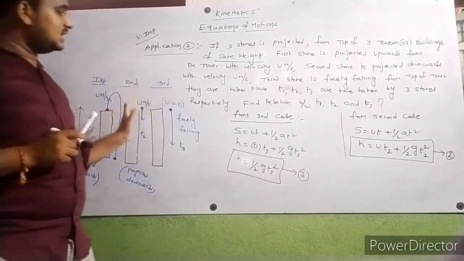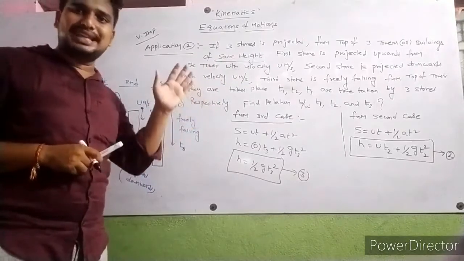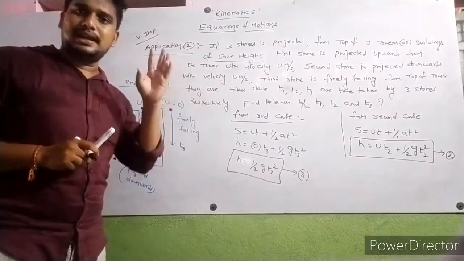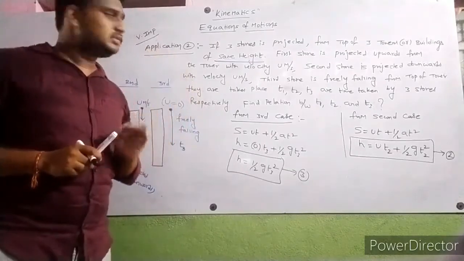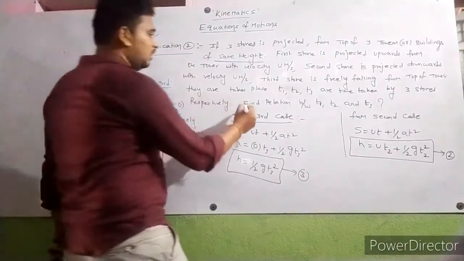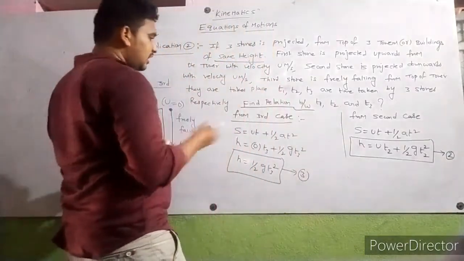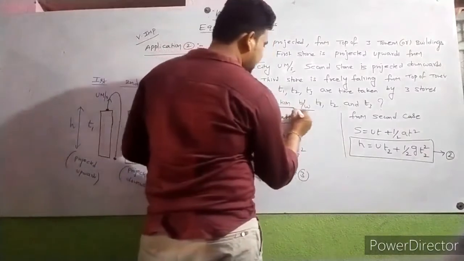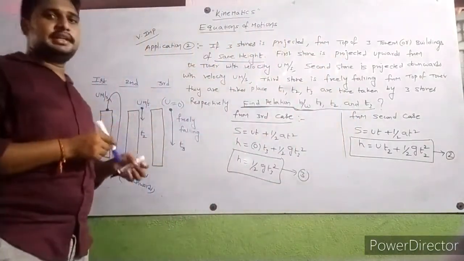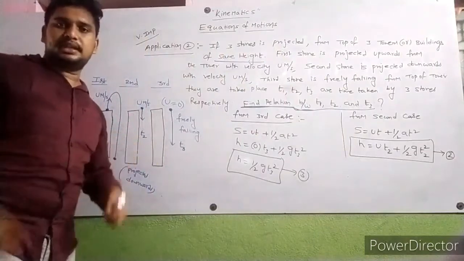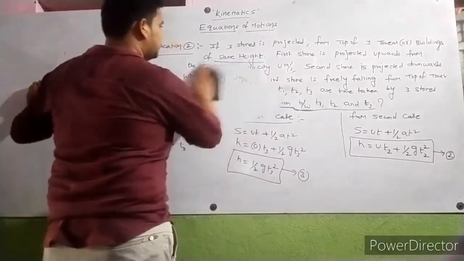Now from these three cases we got three equations. We are solving these three equations to get the relation between t1, t2 and t3. That is what we need to find in this question. So how do we find the relation between t1, t2 and t3? A simple logic.